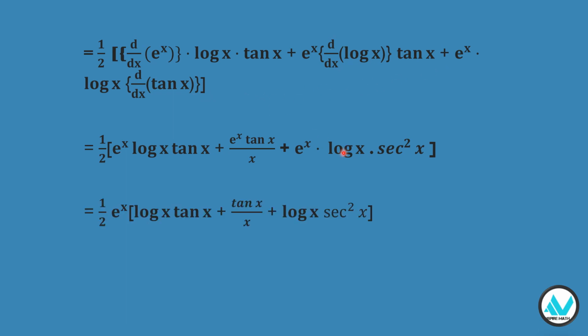In all the three terms, I can see something is common, that is e power x. So let me take e power x outside. So half into e power x into, I get log x tan x plus tan x by x plus log x into secant square x. This is nothing but my differentiation of e power x log root x into tan x.